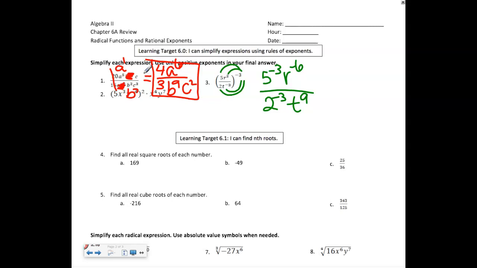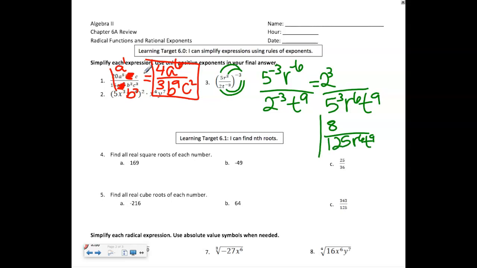I notice I have negatives, so I do have to flip those around. The 5 to the 3rd is going to go to the bottom, whereas the 2 to the 3rd is going to go to the top. R6 is also going to go to the bottom, and the T9 is not negative, so I'm just going to keep that on the bottom there. We can take this one step farther. We can grab our calculators, we can grab our power sheet, and 2 to the 3rd is going to give us 8, and 5 to the 3rd is going to give us 125, and I can't do anything with my letters. So that's as far as we can go.